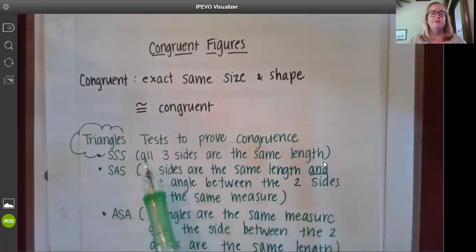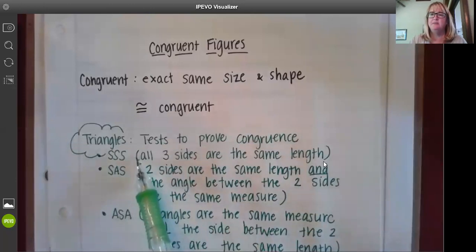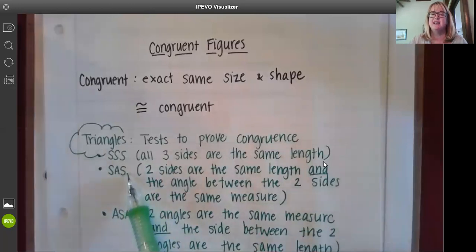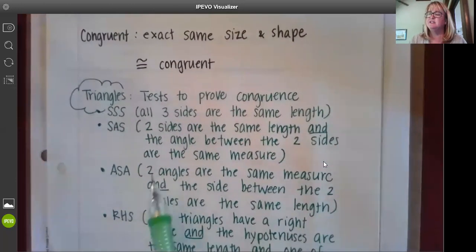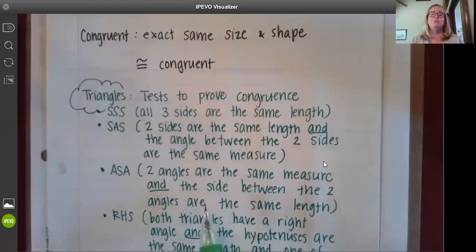So you can look at all three sides. If all three sides are the same length, then they are congruent. Or you can look at two side lengths with the angle in between. If the two side lengths are congruent and the angle in between is the same measure, then the two triangles are congruent. The other test is angle, side, angle. If you have two triangles and two angles are the same measure and the side between the two angles is the same length, then the two triangles are congruent.